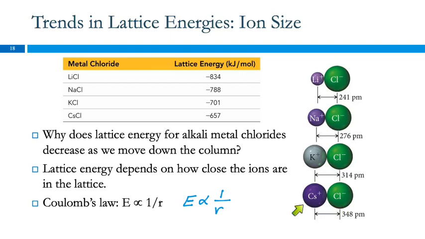So cesium and chlorine ions cannot get as close together as lithium and chlorine because the lithium ion is smaller and it can snuggle in closer to the chlorine than the cesium can. And the attraction between these two depends on the distance between them. Okay? So if the ion sizes are larger, then the lattice energy is smaller.